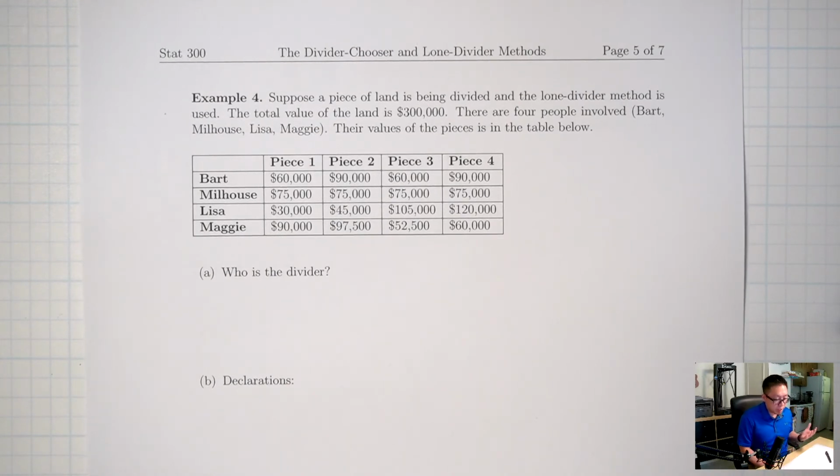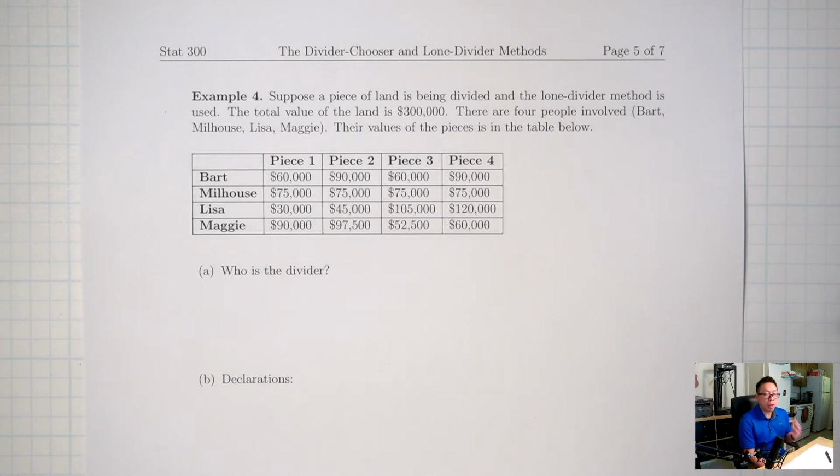The first question is, let's decide on who actually did the cutting. So who was the divider? And remember, the strategy for the divider is to try to cut up the land into pieces that are as even as possible in their eyes, because they can't choose which piece they get at the end. So they want to cut it up so that they're happy with all the pieces. So all the pieces should be worth the same to the divider. So who was the divider? Look at the values and look at who has the same value on every single piece.